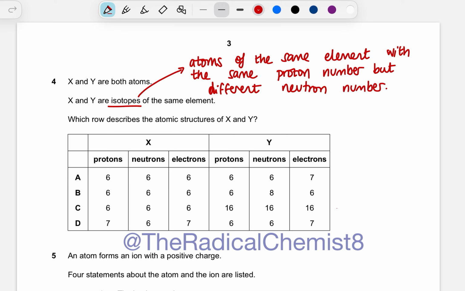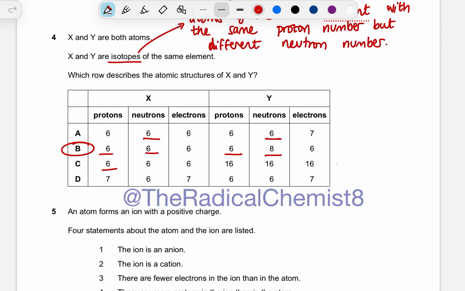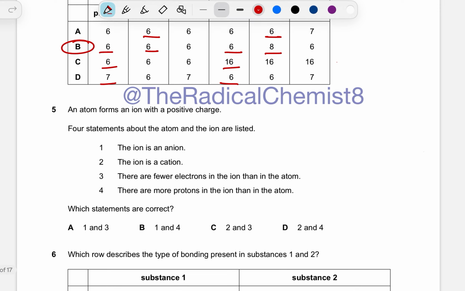So using this information, let's look at each option. A, neutrons are the same, so your answer can't be A. B, neutrons are different and protons are the same, so your answer is B. In C, it's a completely different element because protons are different. Remember, proton number is what dictates the identity of an element. Every single element has a unique proton number. And in D again, proton number is different, so it's completely different atoms.